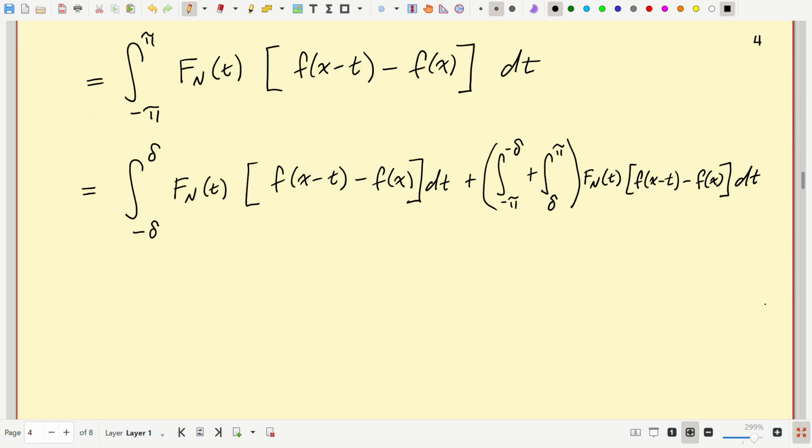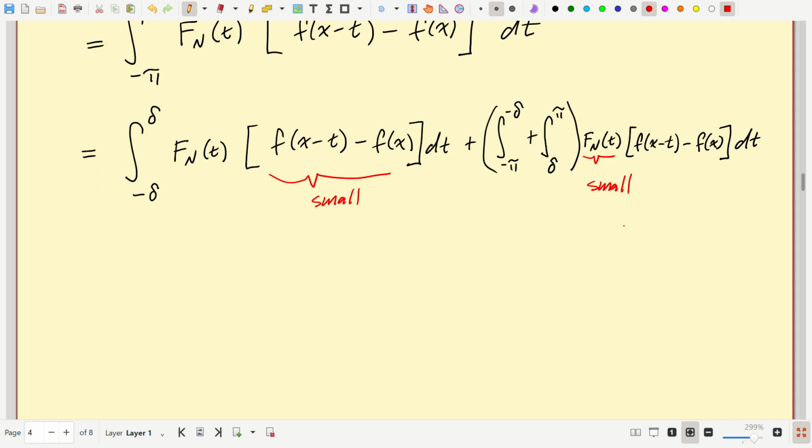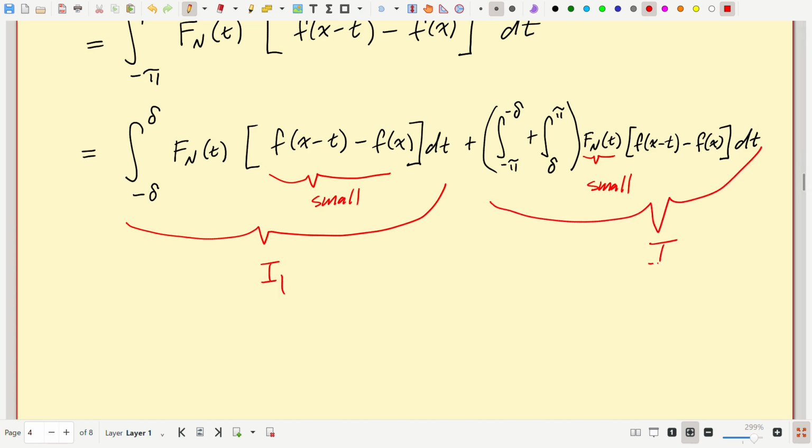Okay, so this is the small one. And this is going to be the small one. And that's going to lead me to two things that I add up and get something that's small. So let's call this first integral I1, and the second integral I2.